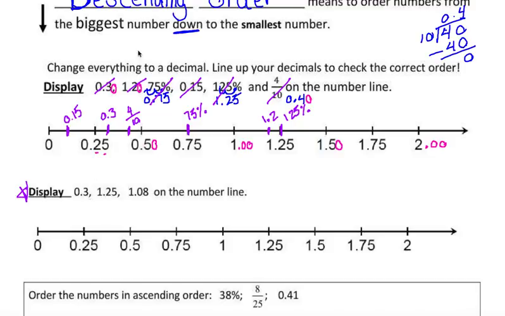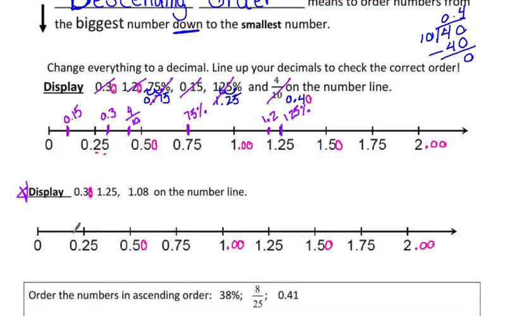So if you make them all the same length, this one becomes 30, 25, and 1.08, and I'm going to make these all the same. That one, this one, and then this whole. And now I can place them on the number line.